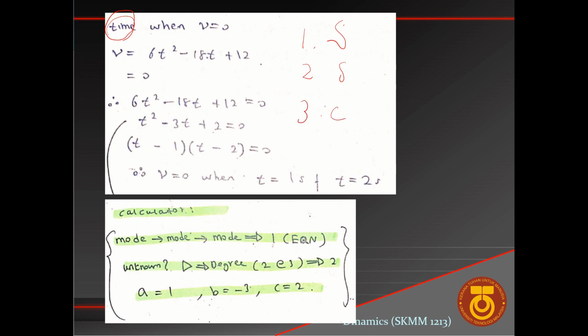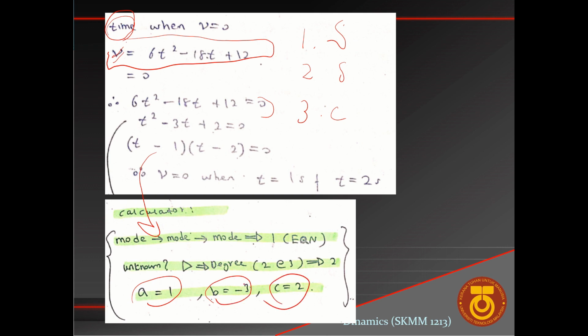So in this one we want to find the time when v equal to 0. You have this equation of v, just put v equal to 0. So you have 6t squared minus 18t plus 12 equal to 0. Either you do the factorization like this, or you can use your calculator. Directly use calculator, you get the t values, because what we want is time. Of course time will not be negative, so our result will be 1 second and also 2 seconds. That's all for the first example.